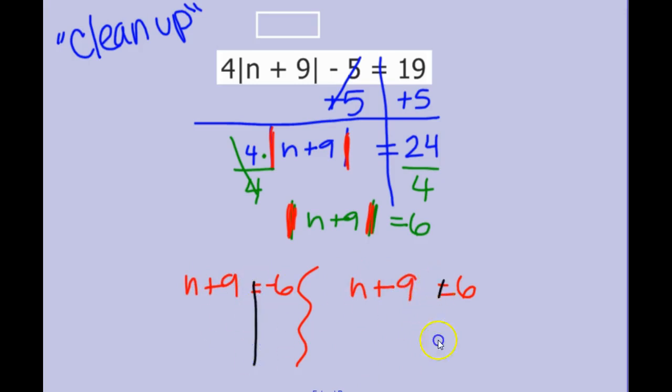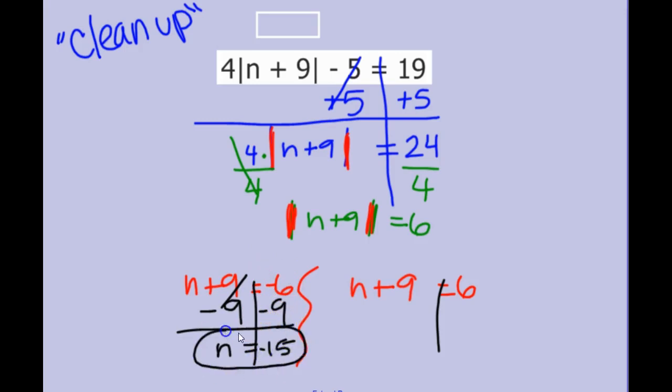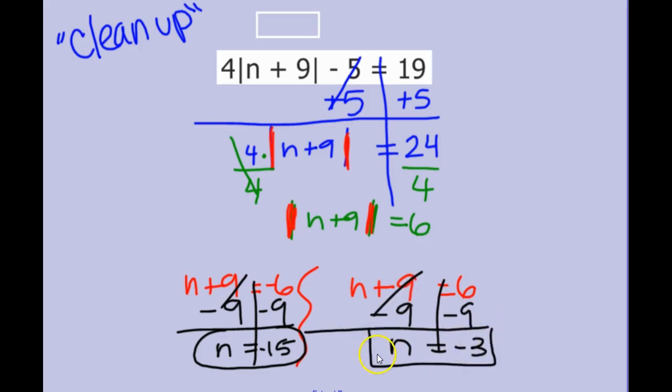So if we solve these, they're only one step. Subtract 9. And these are all negative. Same sign, add them up. So 9 plus 6 is 15, and they're all negatives. Same thing over here, subtract 9. And we have n equals, now there's more negatives, should be a negative 3. Those would be our 2 answers.